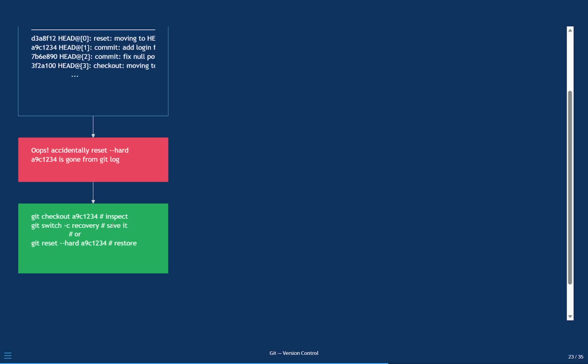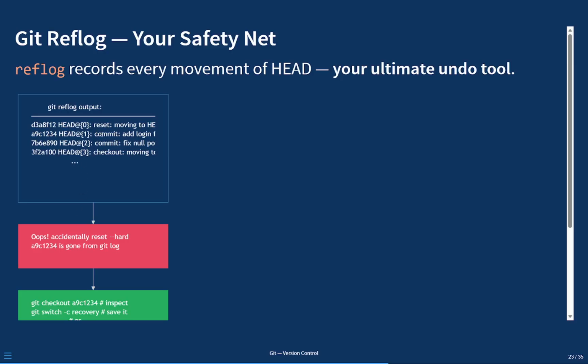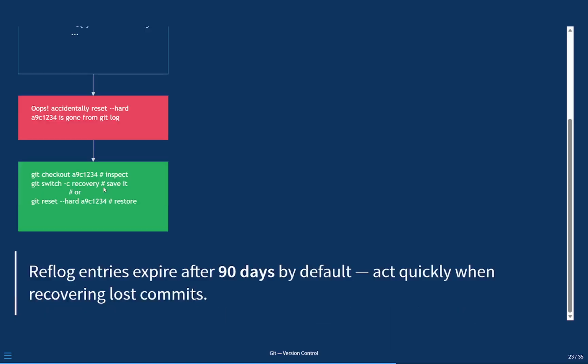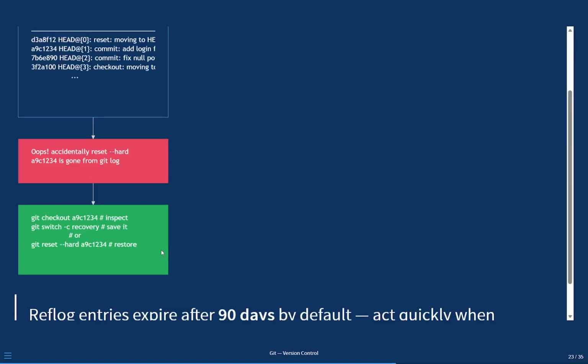It looks gone, but in the bottom box we save it. The hash 9c1234 is right there in the reflog. You can git checkout 9c1234 to inspect the lost commit, then git switch -c recovery to create a branch from it, or git reset --hard 9c1234 to fully restore to that state.